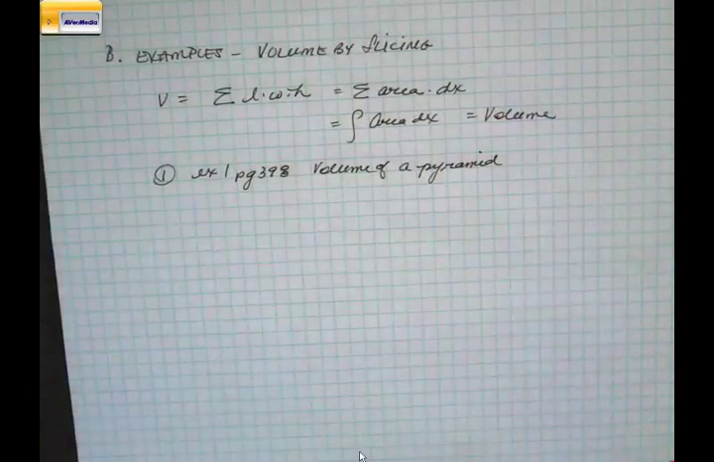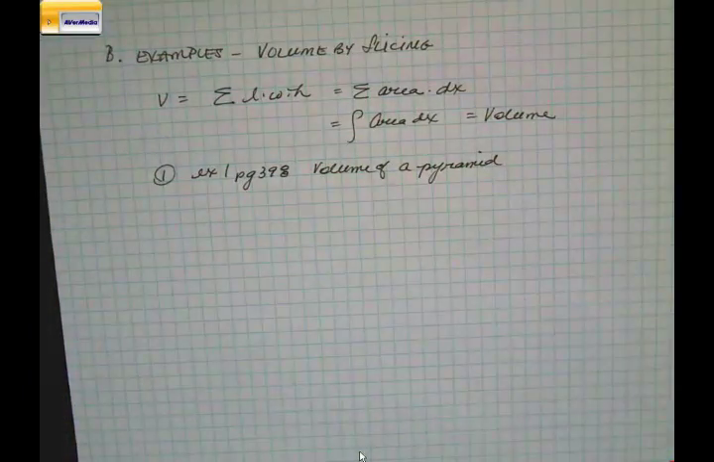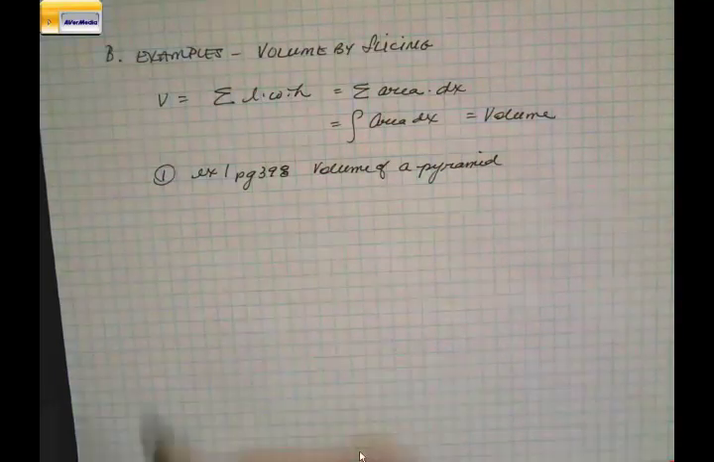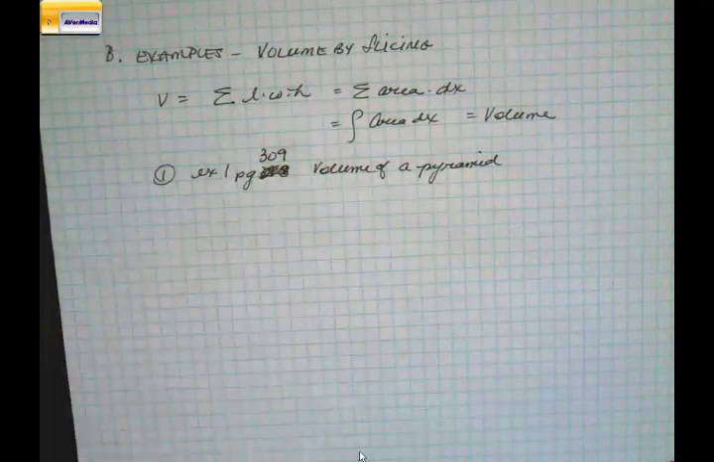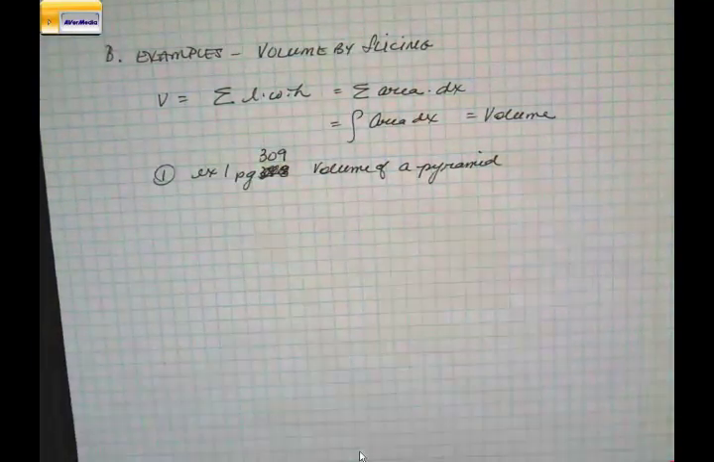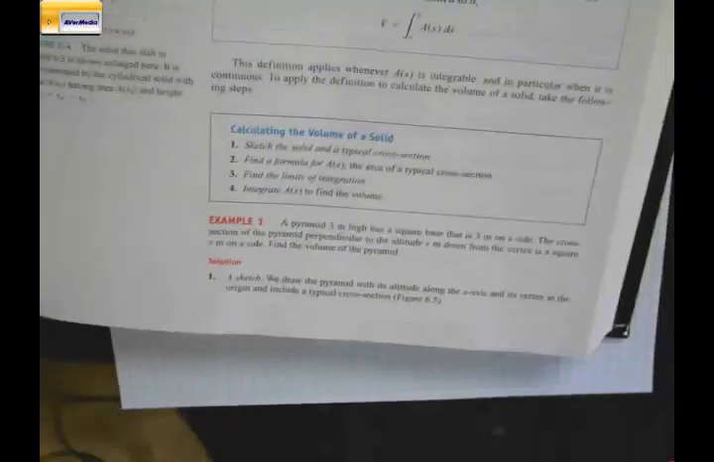Let me look. Well, it's definitely not 398, is it? Where is this sucker? The volume of a pyramid. It's on the bottom of 309. Where am I getting these strange numbers? Okay. Why am I doing this? Must be my Stewart book. I like my Stewart book. Okay, here we go. Down at the bottom of this page, there it is.